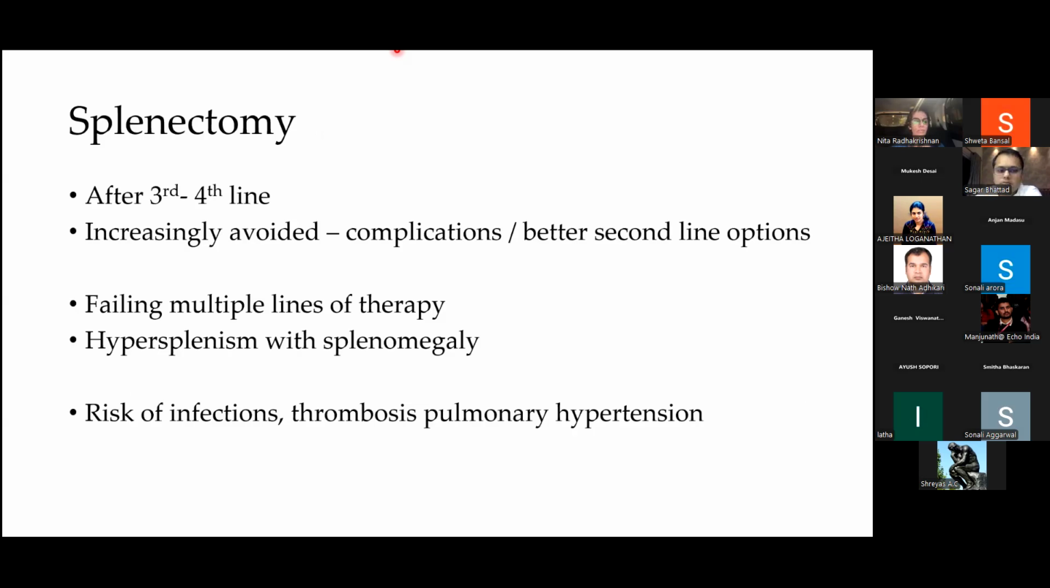Earlier, splenectomy used to be considered, but nowadays splenectomy has issues of complication. Because of that, and because there are better second line agents, splenectomy is almost not considered. It's almost out of the guidelines. But patients who fail are very difficult to manage.